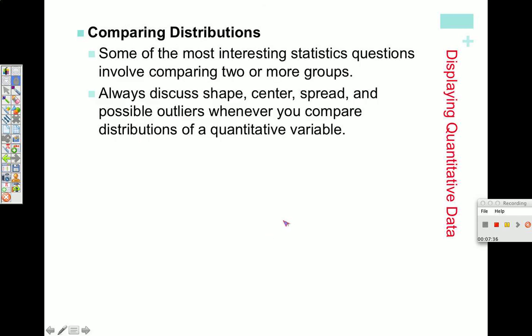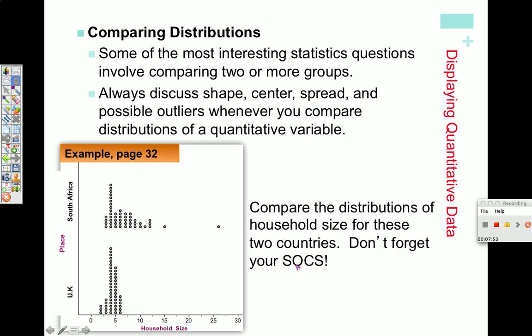When we compare distributions, this is where we get a lot of information. We're wondering, how is this group different than that group? And when we compare our distributions, we still think about the SOCS: shape, center, spread, and possible outliers. So here we have household sizes in South Africa and the United Kingdom. And we're going to use our SOCS to compare these. So actually, why don't you pause the video, see if you can identify some things about the shape, outliers, center, and spread, then restart the video and see if what you got agrees with what I'm saying.